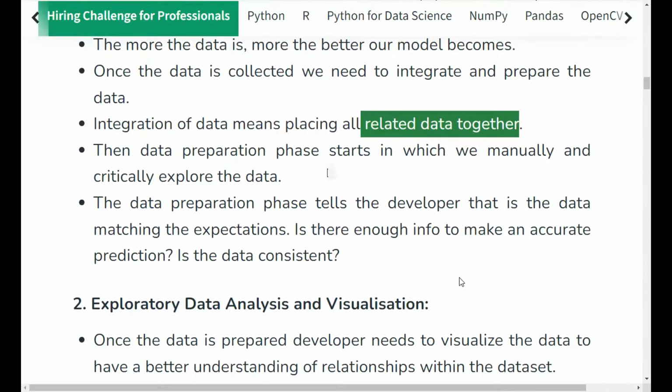Okay. In interviews, this is a very important question when you go for a data analyst job, because your role involves data. So definitely you have to answer these questions.